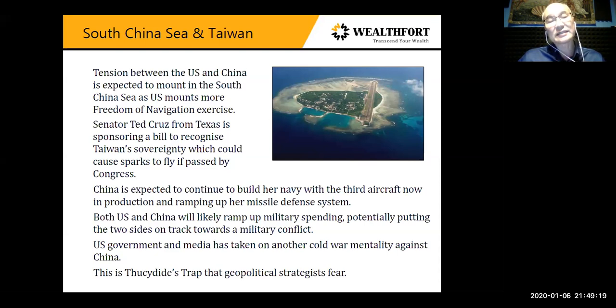Now, the Thucydides trap is something which says that when there is an aspiring country to be the next superpower, the current superpower eventually will fight a war with the aspiring power. So that is what geopolitical strategists are so frantic about, because they worry that a war between US and China could potentially obliterate the world in a sense, because both have nuclear weapons.